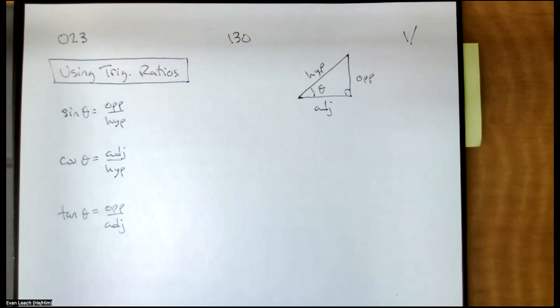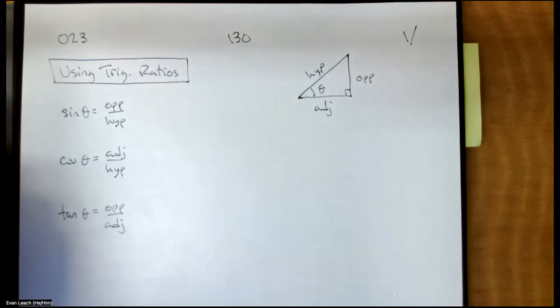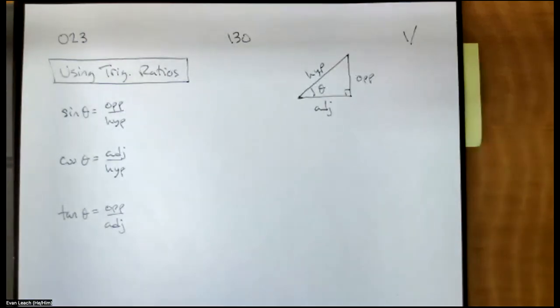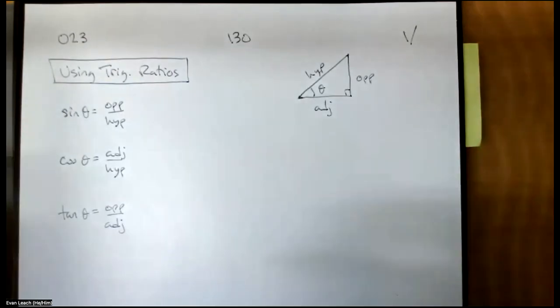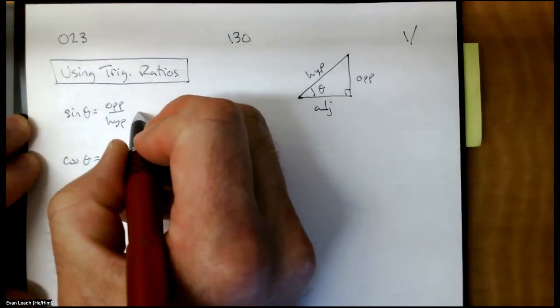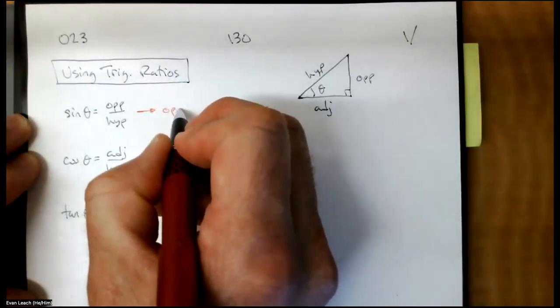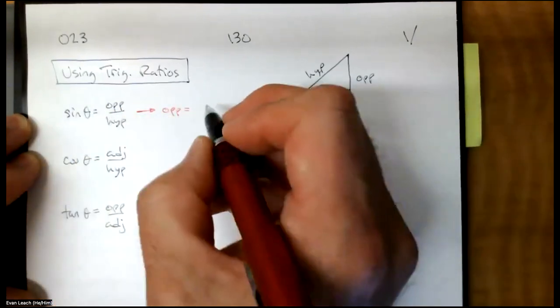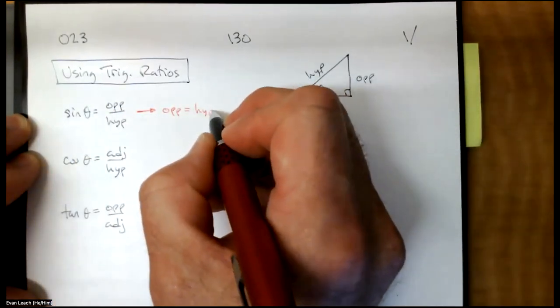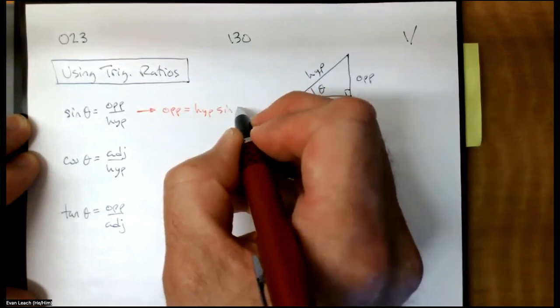So given two pieces of information, we can find a third piece of information about the triangle by rearranging these things. So if sine of theta is opposite over hypotenuse, I can rearrange this to figure out what the opposite side is. So this will tell us that the opposite, if I multiply both sides by hypotenuse, opposite is hypotenuse times the sine of theta.